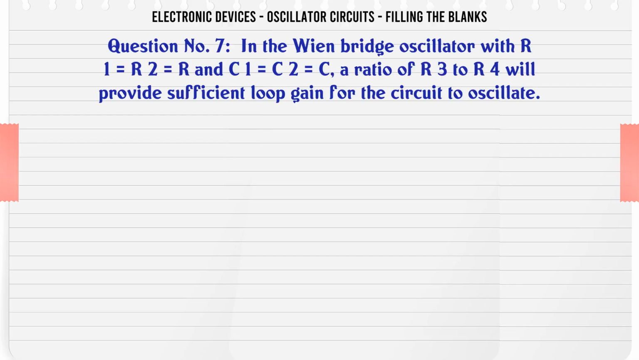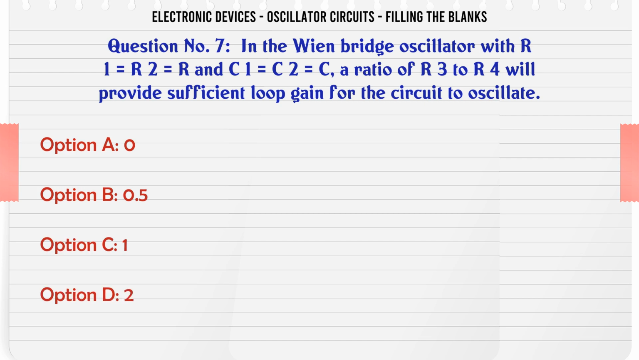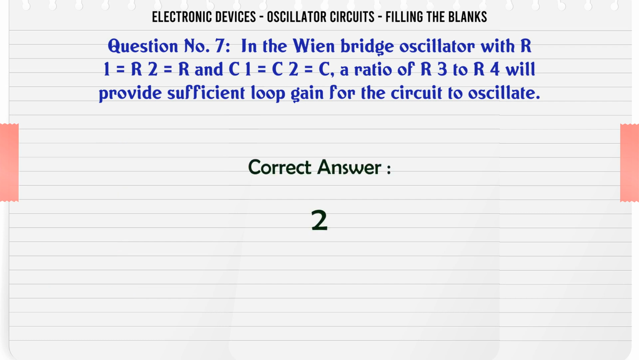In the Wien bridge oscillator with R1, R2, R and C1, C2, C, a ratio of R3 to R4 of ___ will provide sufficient loop gain for the circuit to oscillate. A. 0. B. 0.5. C. 1. D. 2. The correct answer is 2.